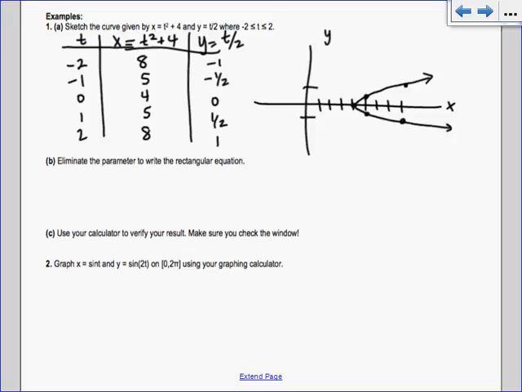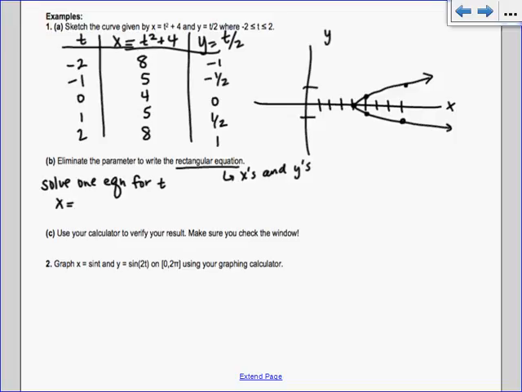So this is what my graph looks like. It is a sideways parabola. Now it says eliminate the parameter to write a rectangular equation. Whenever you see a rectangular equation, that's an equation with x's and y's. The way we eliminate a parameter is we solve one equation for t.